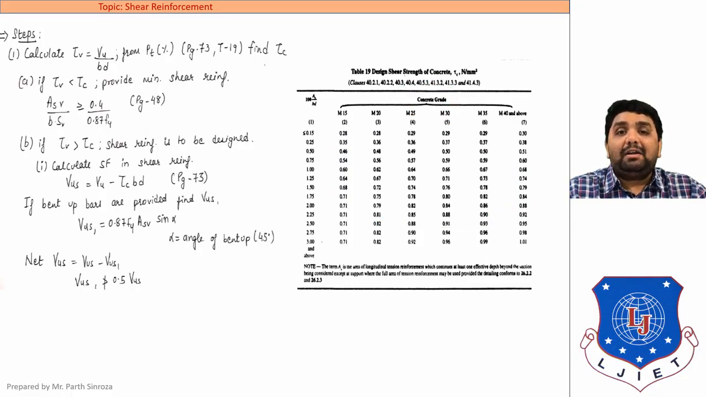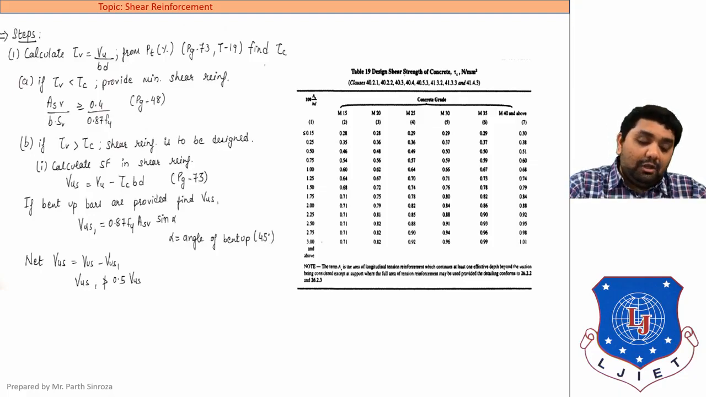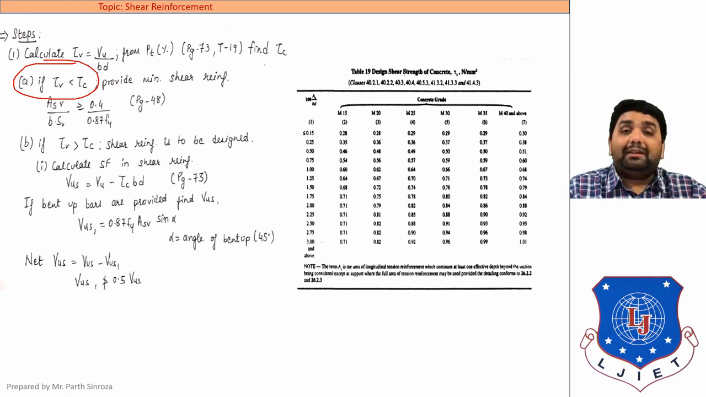Now we need to compare whether tau v is less than tau c or tau v is greater than tau c. So our sum will be differentiated in these two cases. The first case could be that tau v is less than tau c. In this case, we will always be providing minimum shear reinforcement. Whenever nominal shear stress is less than the shear strength of concrete, we won't be providing additional steel to it. We will just be providing minimum shear reinforcement, as per the criteria mentioned in IS code.